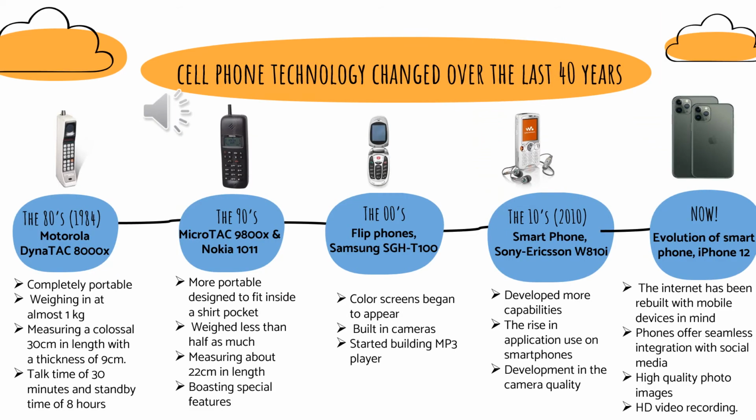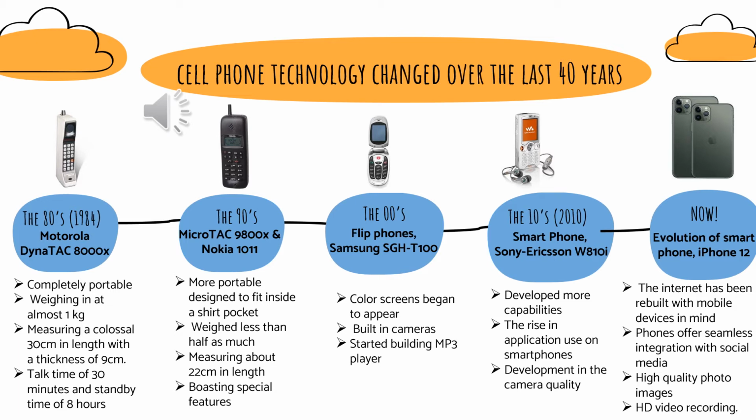Cell phone technology changed over the last 40 years. As you can see down below, the telephone technology itself improved over time, starting back in 1984, especially when the Motorola DynaTAC 8000X was first made commercially available. As such, the evolution of the mobile phone truly began with the Motorola DynaTAC, as it was completely portable, despite weighing almost 1 kilogram.